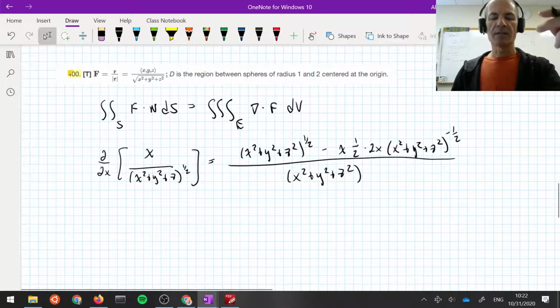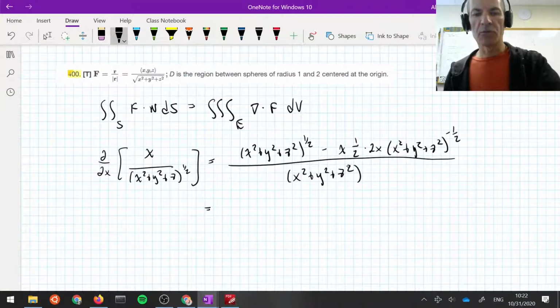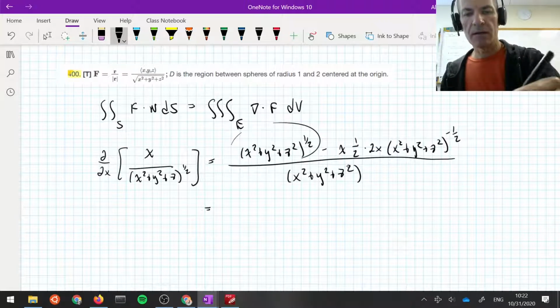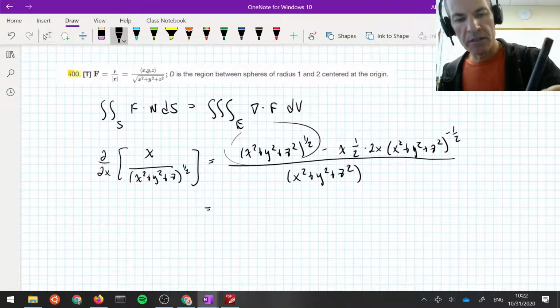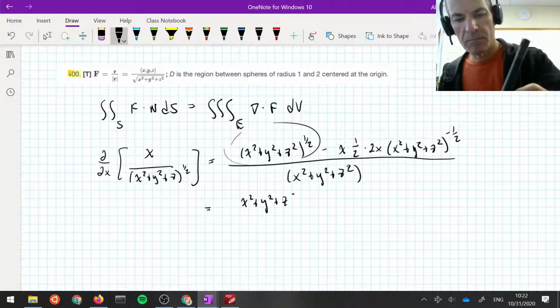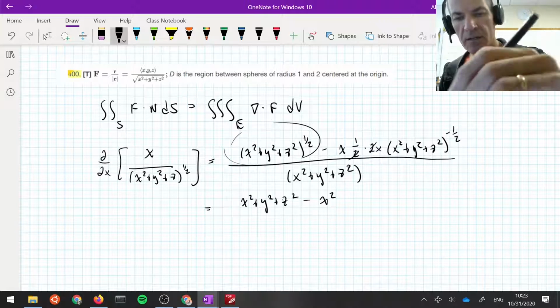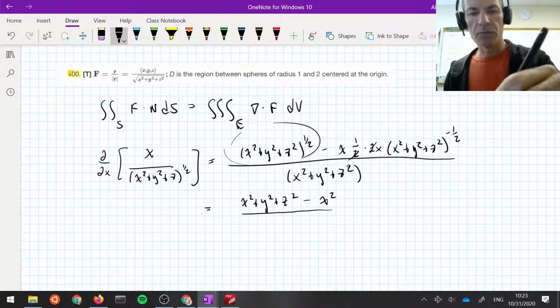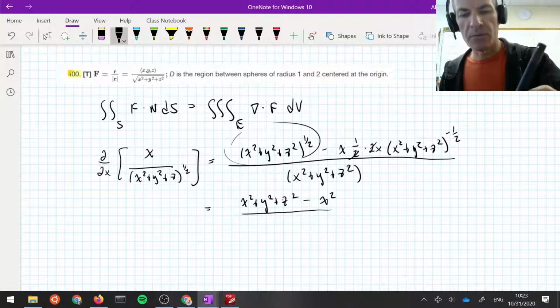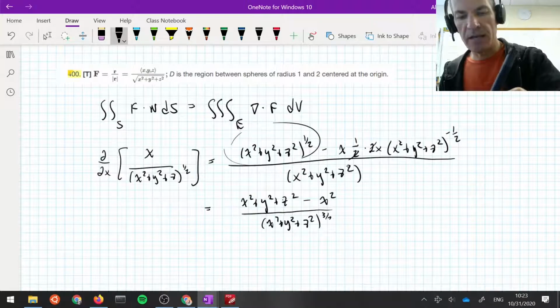Looking like that, I can simplify this substantially if I multiply through by this term, multiply the top and the bottom by that term. Doing so, in the numerator, I get x squared plus y squared plus z squared, a little bit of simplification here, minus x squared times 1 over, multiplying the top and the bottom by the square root of x squared plus y squared plus z squared. So in the bottom I get x squared plus y squared plus z squared to the 3 halves.